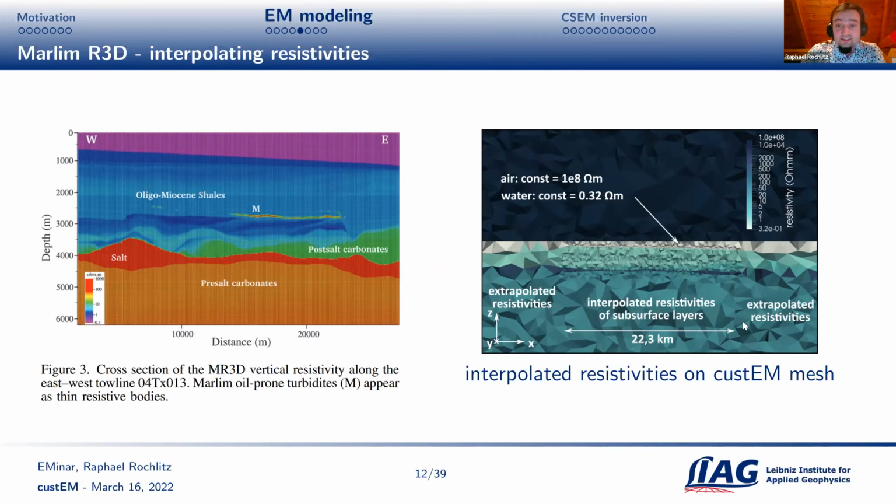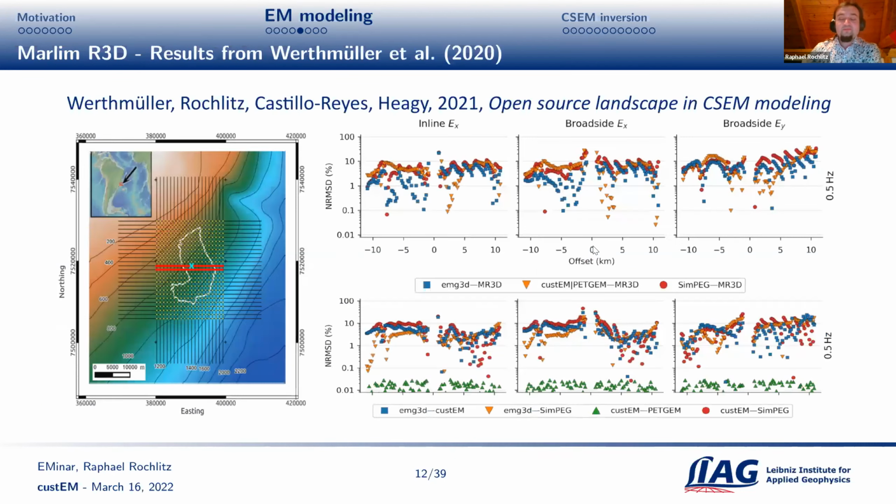We can interpolate the resistivities in the central part of our model. And in order to reduce the boundary effects, I appended a boundary mesh, and I extrapolate the resistivity values on the edges of our original resistivity model. And now I want to show you some results of a comparison.